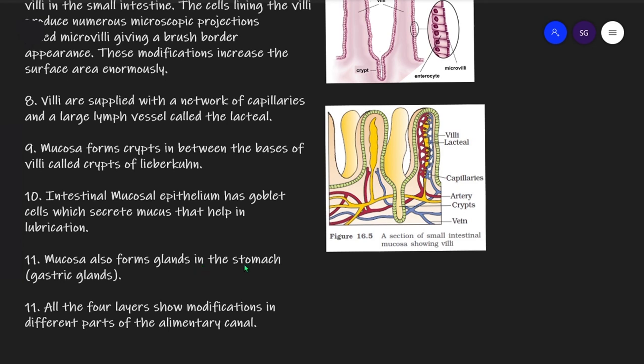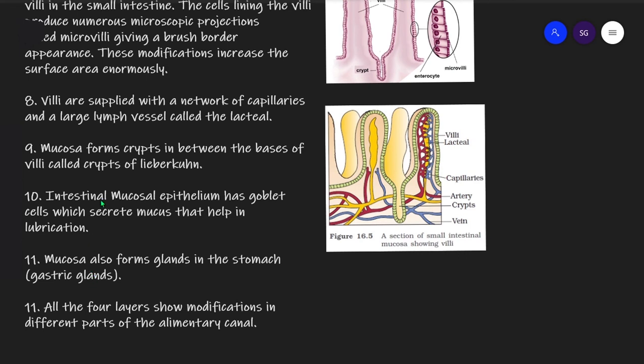Mucosa also forms glands in the stomach. As I told you earlier, in the stomach also the mucosa forms glands. These are called gastric glands. Here were the intestinal glands which are present in the intestine. Here are the gastric glands which are present in the stomach. So the mucosa forms glands in the stomach, which are called gastric glands. Their role is also the same. They also secrete mucus, and mucus is used for lubrication.